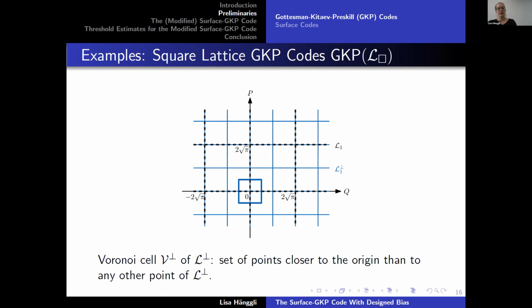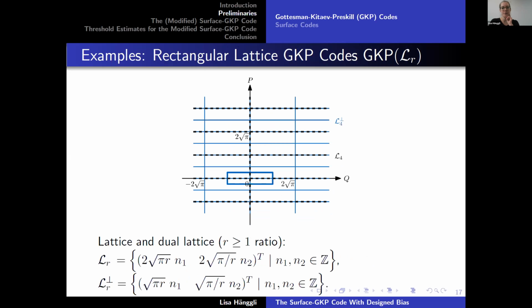Good. Now another example is the GKP code corresponding to a rectangular lattice. Here again, the lattice itself is marked with dashed black lines, the dual lattice with blue lines, and the Voronoi cell of the dual lattice is this blue rectangle around the origin. Here, the parameter R is the ratio of the generating vectors of the lattice. In the picture, R is equal to 4, and in the example that we have seen before of the square lattice, R was, of course, equal to 1.